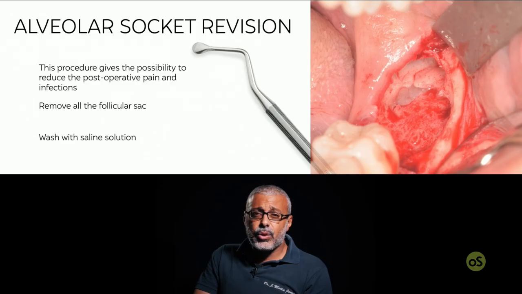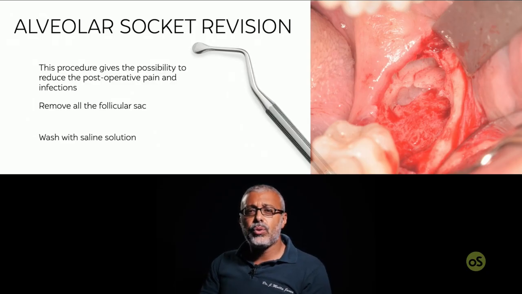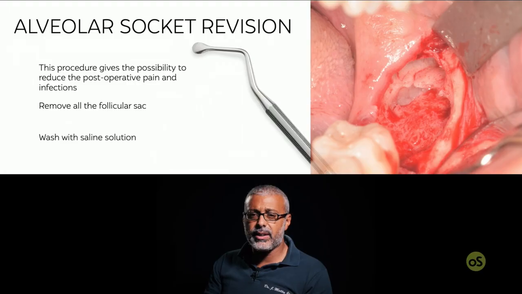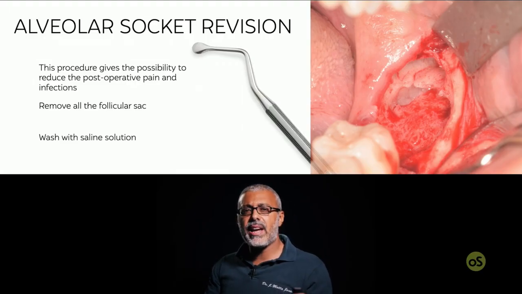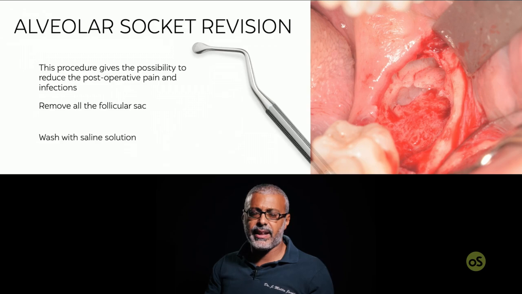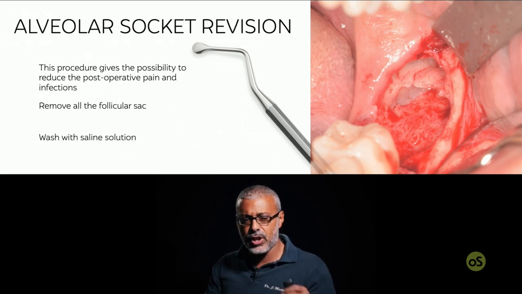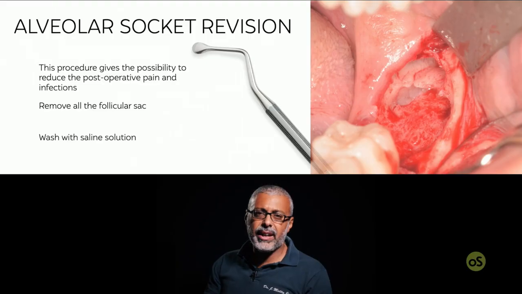Once we extract the tooth, then we will have to do the alveolar socket revision. And this is very important, because we have to remove all those areas of inflammation that have occurred, maybe due to the pericoronitis, which is the chronic inflammation that surrounds our wisdom tooth. And this is very important to avoid those late infections.